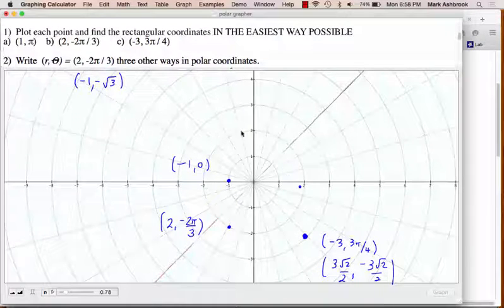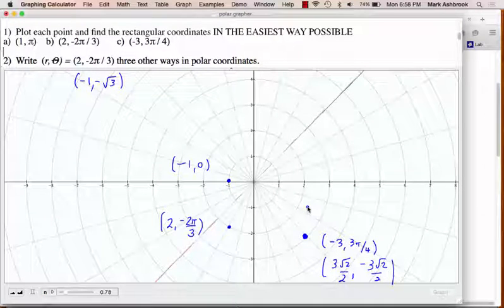Negative 5 pi over 3. That's the one I was thinking of. Negative 5 pi over 3 puts you here, and then negative 2. So negative 2, negative 5 pi over 3. But just keep adding 2 pi to any of those angles, and you have that same point.